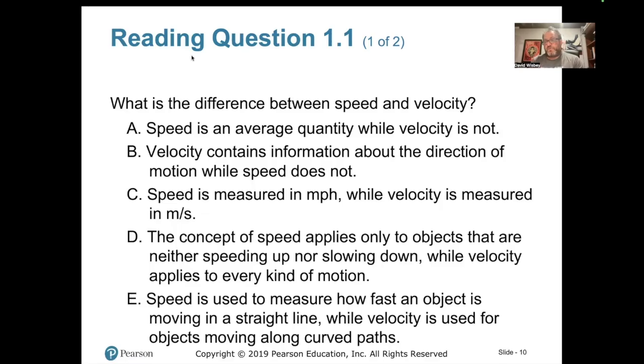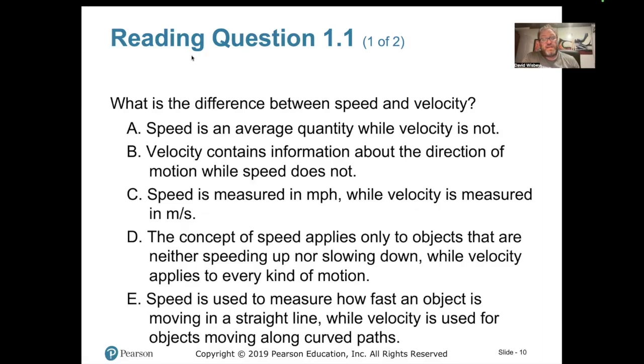But what is the difference between speed and velocity? Those are two different things, similar, but not quite the same. Is it A, speed is an average quantity when velocity is not? Not really. Averages don't really matter. There is such a thing as an average velocity, but that's not the key difference. B, velocity contains information about the direction of the motion while speed does not.